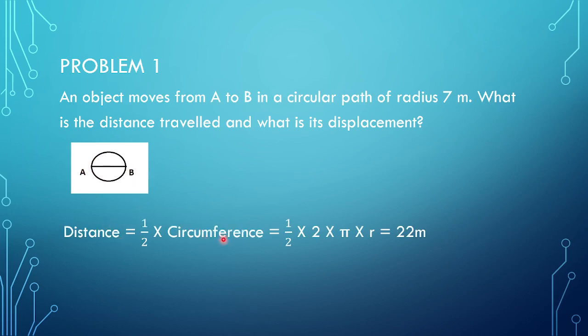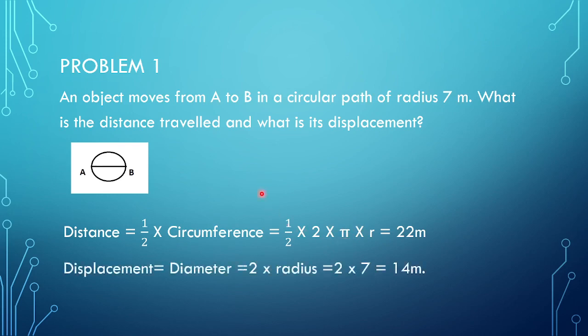Distance is calculated by the circumference, as I told you earlier. It is half of the circumference, because the full circumference gives us the whole circle. Between A and B, either I can go like this or I can go like this. So it is half of the circumference, which comes to 22 meters. Observe here that I have taken the value of pi as 22 by 7. Next, the displacement is the diameter, which is twice the radius, giving 14 meters.